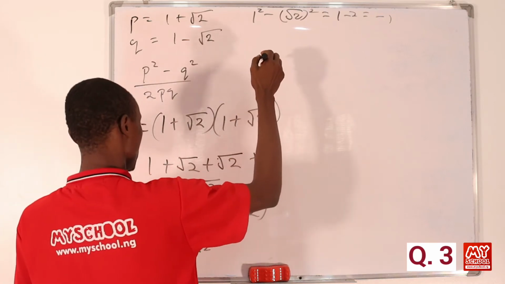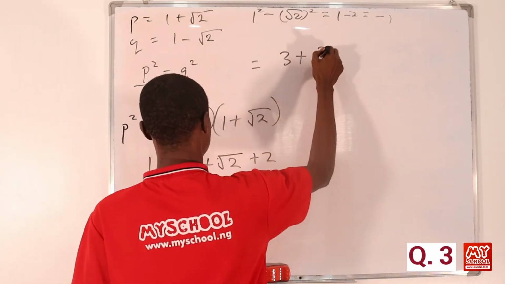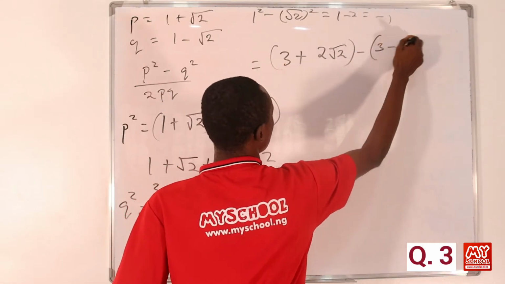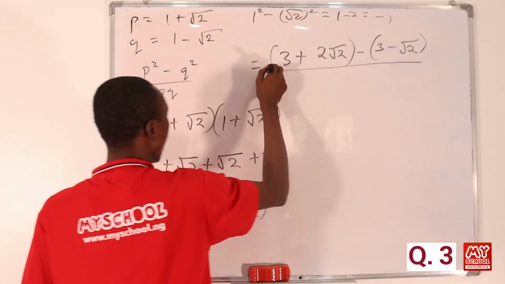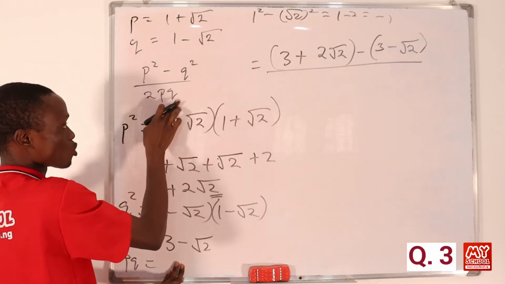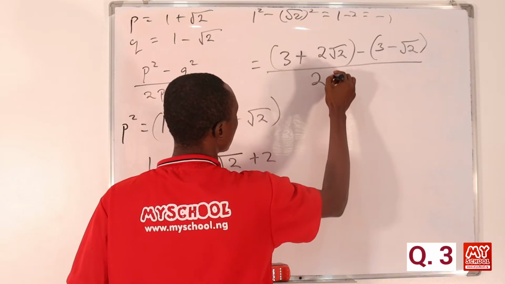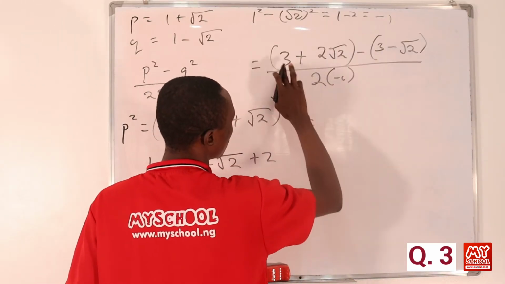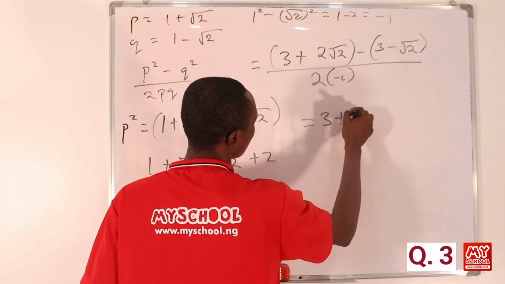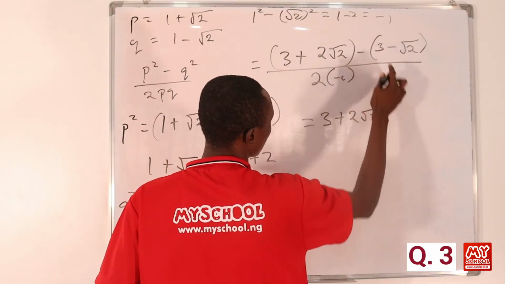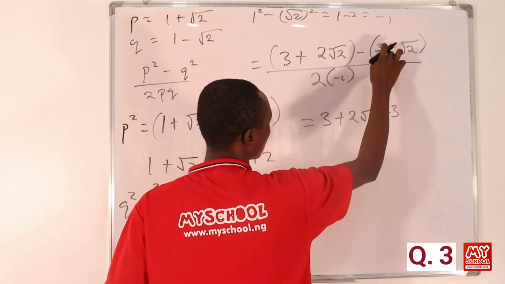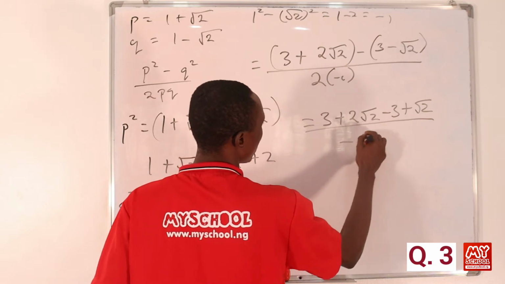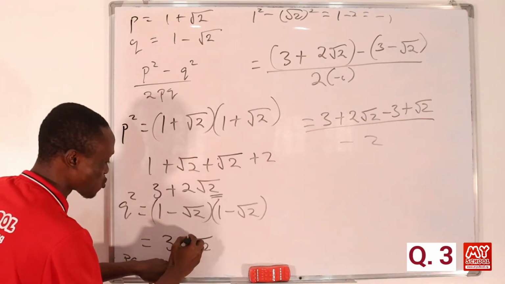So here we'll be having 3 plus 2 root 2 in bracket minus 3 minus 2 root 2 also in bracket, over, now from our calculation, our p times q is equal to minus 1. So here we just have 2 times minus 1. Okay, so if we continue, let's open this bracket. So now we'll be having 3 plus 2 root 2. Then this will be minus 3. Then minus times minus to give us plus 2 root 2. Then all over minus 2.